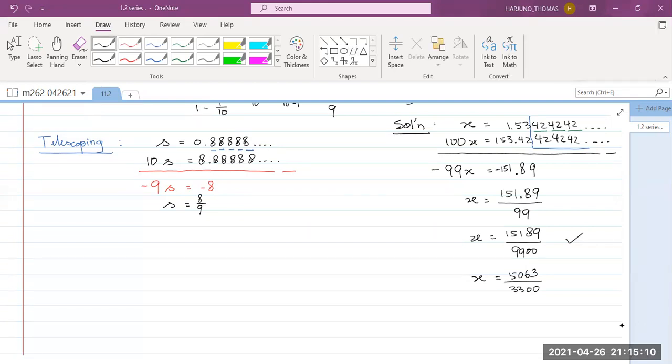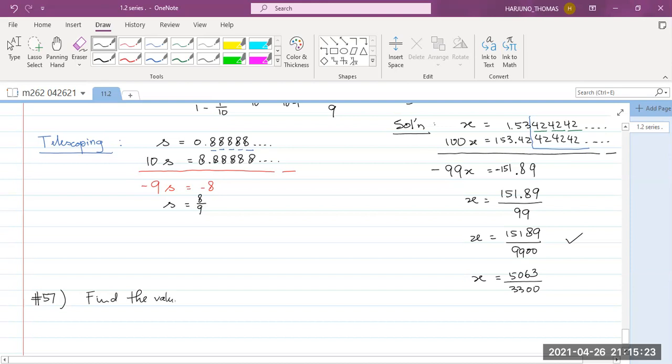We'll do next number 57 and on. Number 57, find the values of x for which, maybe I say it such that, the series in this case of -5 to the n x to the n is convergent.